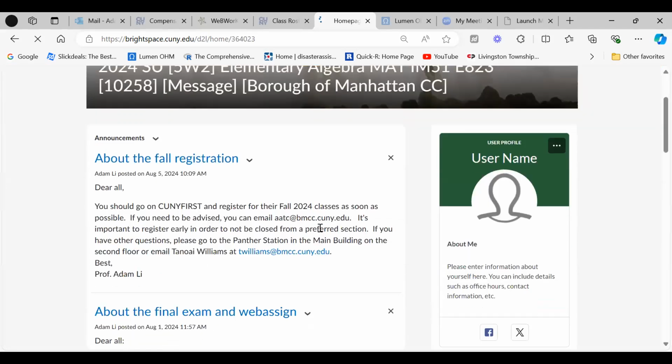Right here, you need to look at the email address. It's right here, right? Or the get help. You go to Panther Station in the main building on the second floor, or you can email Miss Nora Williams. She will help you get advisement.